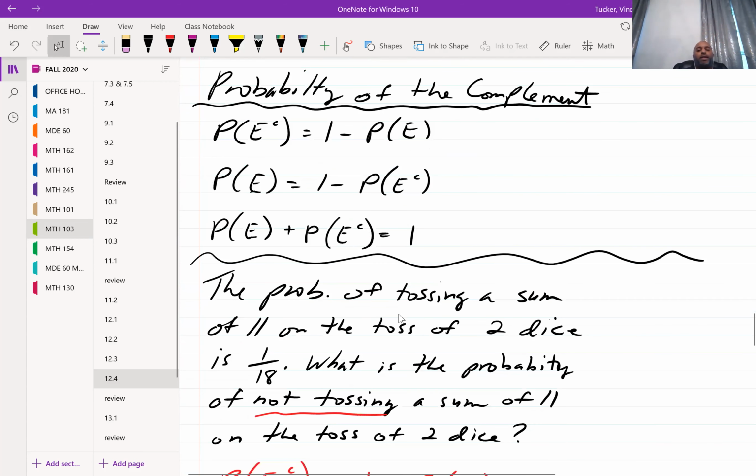So the probability of a sum of 11 on the toss of 2 dice is 1/18, or 1 out of 18. What is the probability of not tossing the sum of 11 on the toss of 2 dice? So given the probability of tossing a sum of 11 on the toss of 2 dice, which is 1 out of 18, he wants to find the probability of not tossing the sum of 11.